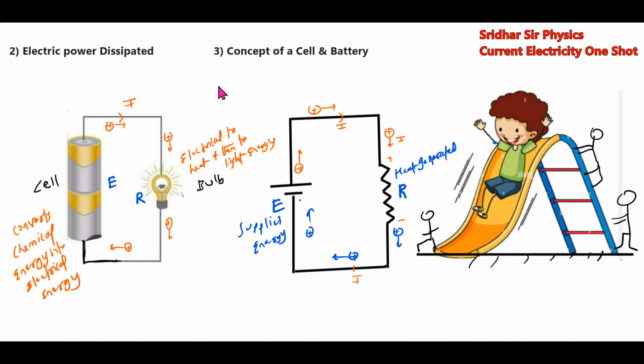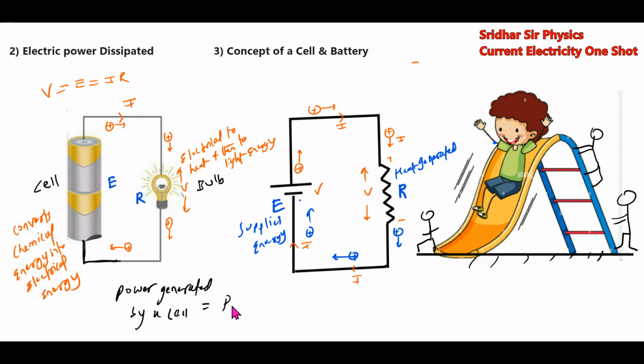So according to Ohm's law, we have E equal to IR. E is nothing but V. V is the potential drop. E or V, both are the same. Then what is the power dissipated? Power generated by the cell, let me write it here: E into I. This is the power generated by the cell.